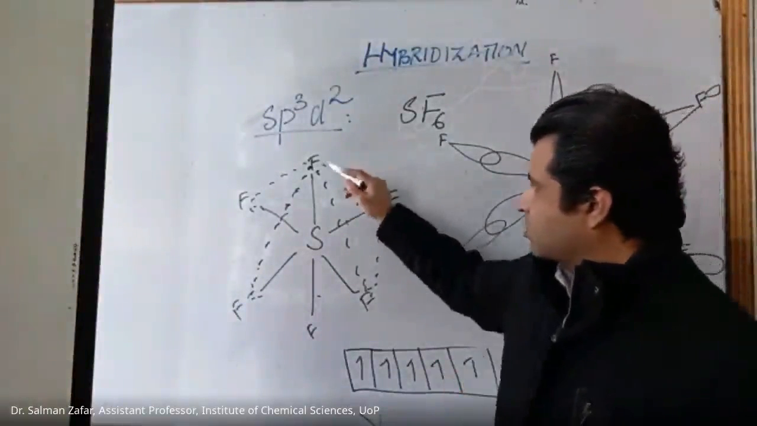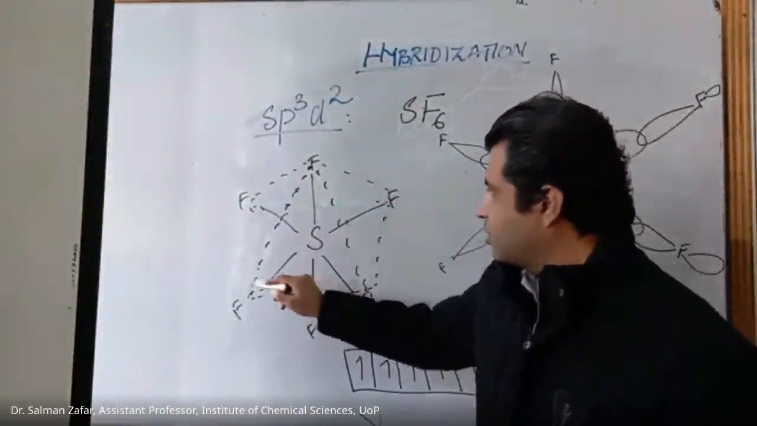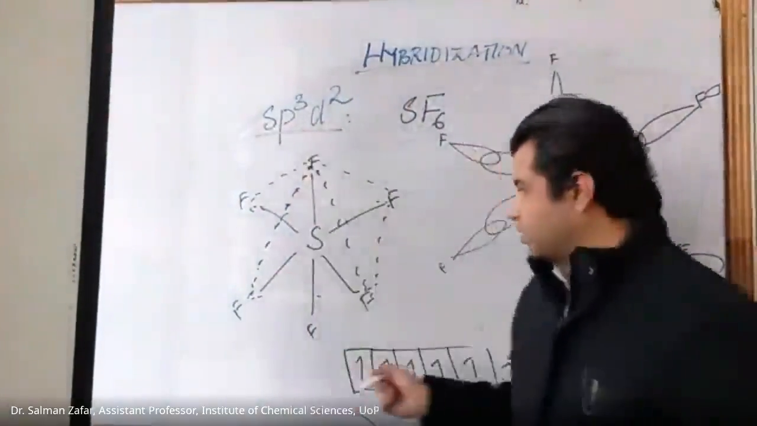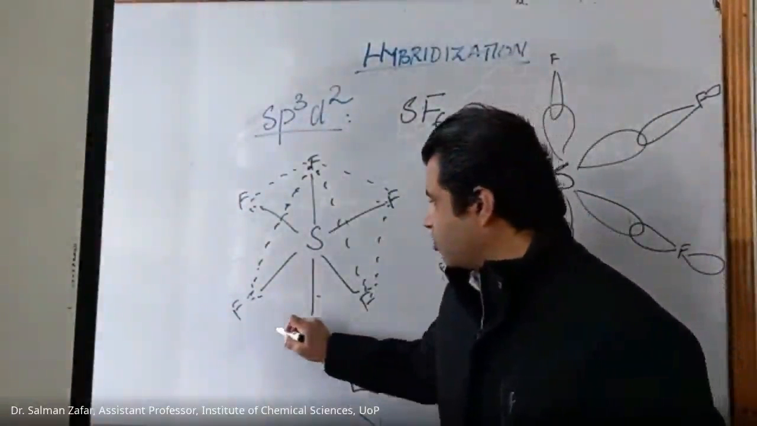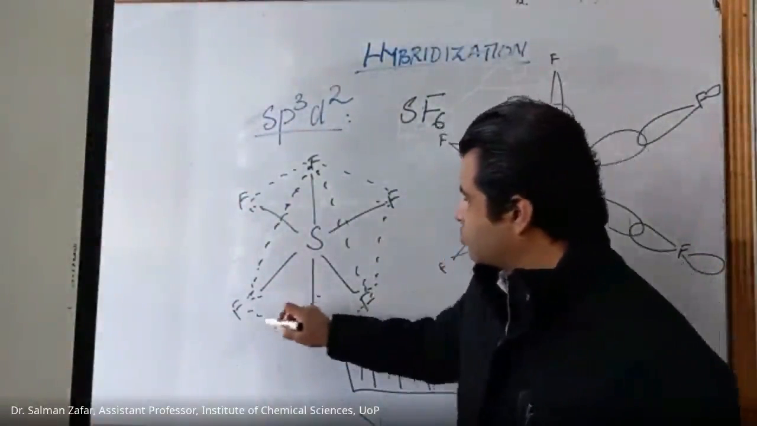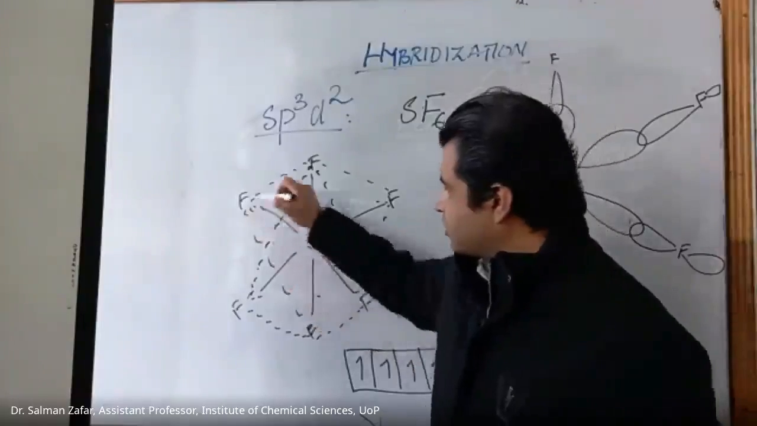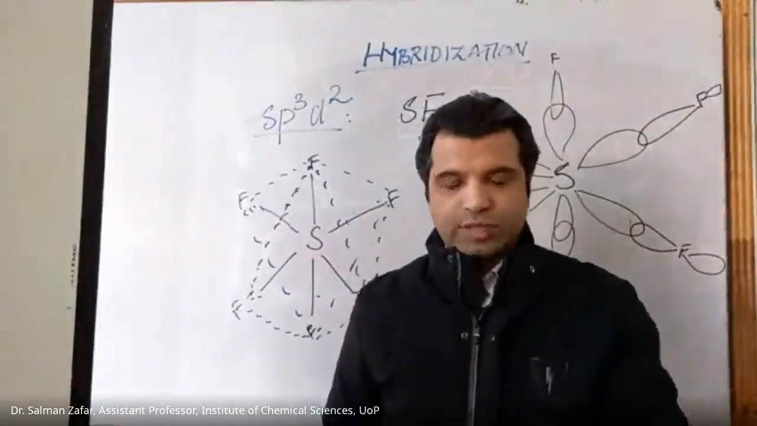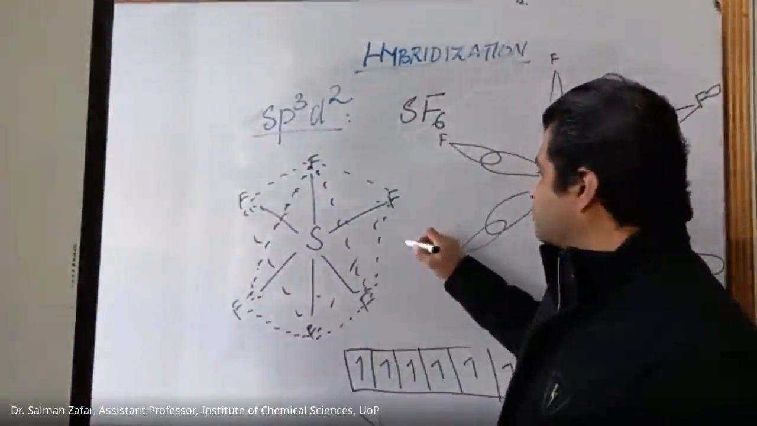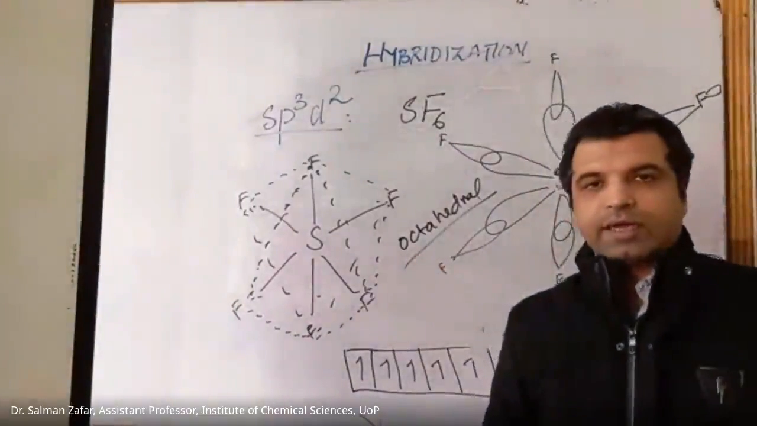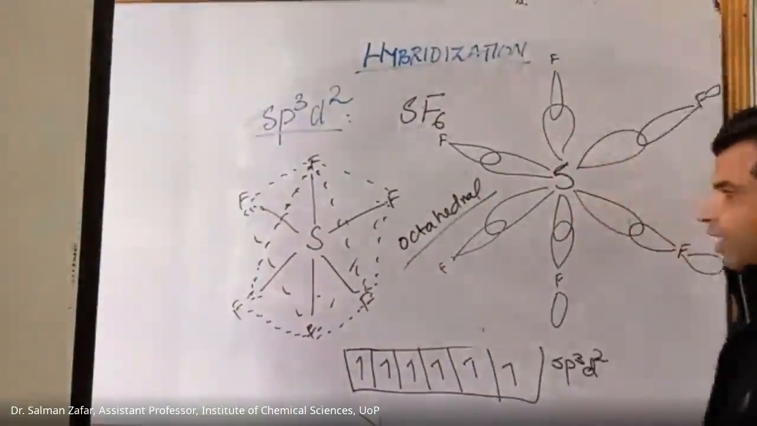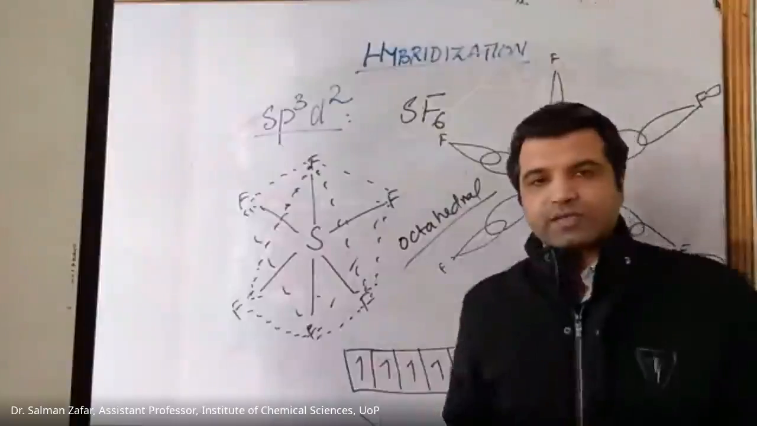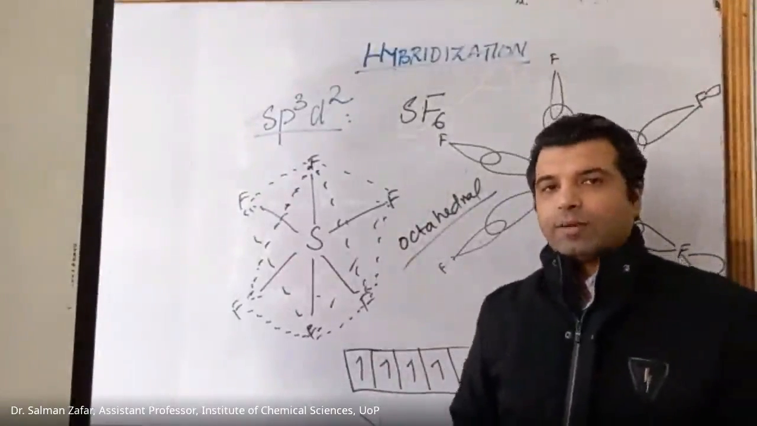See, this is one face, this one. This is the other face, this one. This is the third face, and one is behind the board. So we have 4 faces here, and similarly, you can draw 4 faces here as well, right? So you can connect them. You will have 4 faces below this horizontal plane as well. So that is why the geometry is octahedral. And this is the geometry of the molecule as well. So this was SF6 with sp3d2 hybridization.